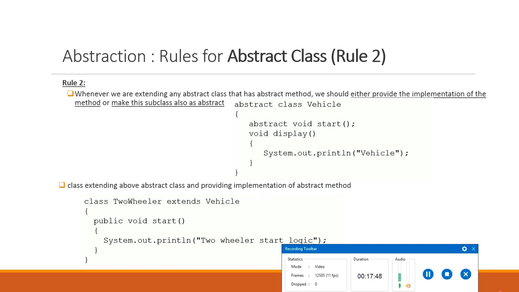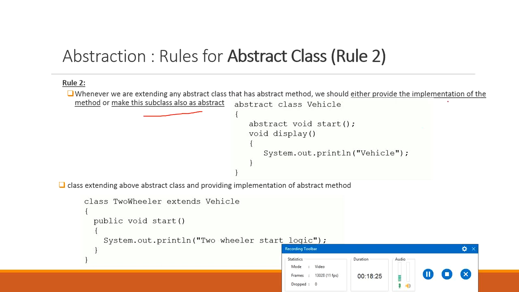Rule number 2: whenever we are extending any abstract class that has an abstract method, we should either provide the implementation of the method or make this subclass also abstract. So now there are 2 points in rule 2. When we are making a child class of the abstract class, either we must provide the implementation of all the methods in the child class, or we can also make the child class an abstract class. So how will I make the child class an abstract class? By providing any more abstract methods inside the abstract class.